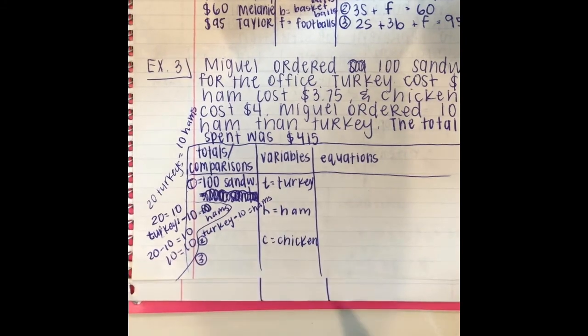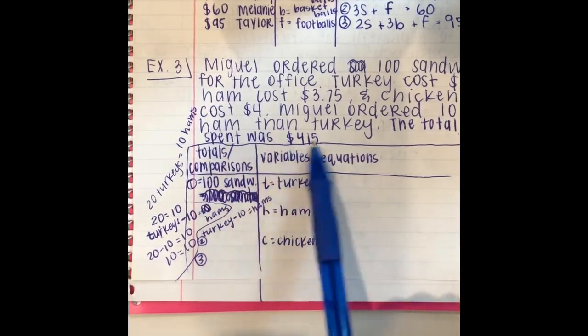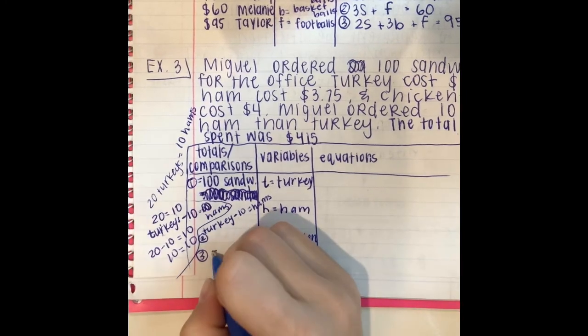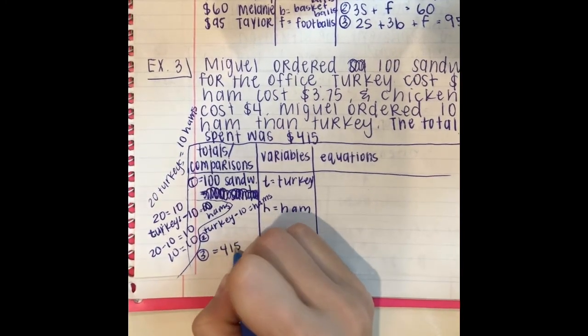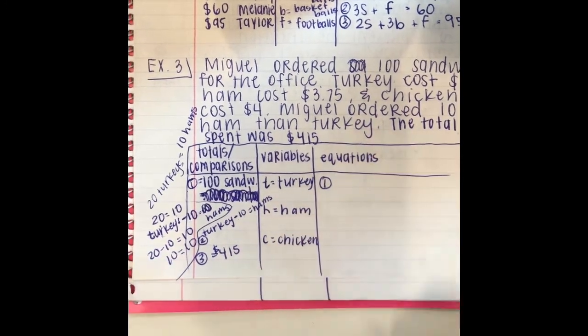Let's figure out our third one. So we had one total, one comparison. So this next one's going to be a total. And our next sentence says the total spent was $415. Okay, so that was our last total, $415. All right, so let's work on making our equations for this.